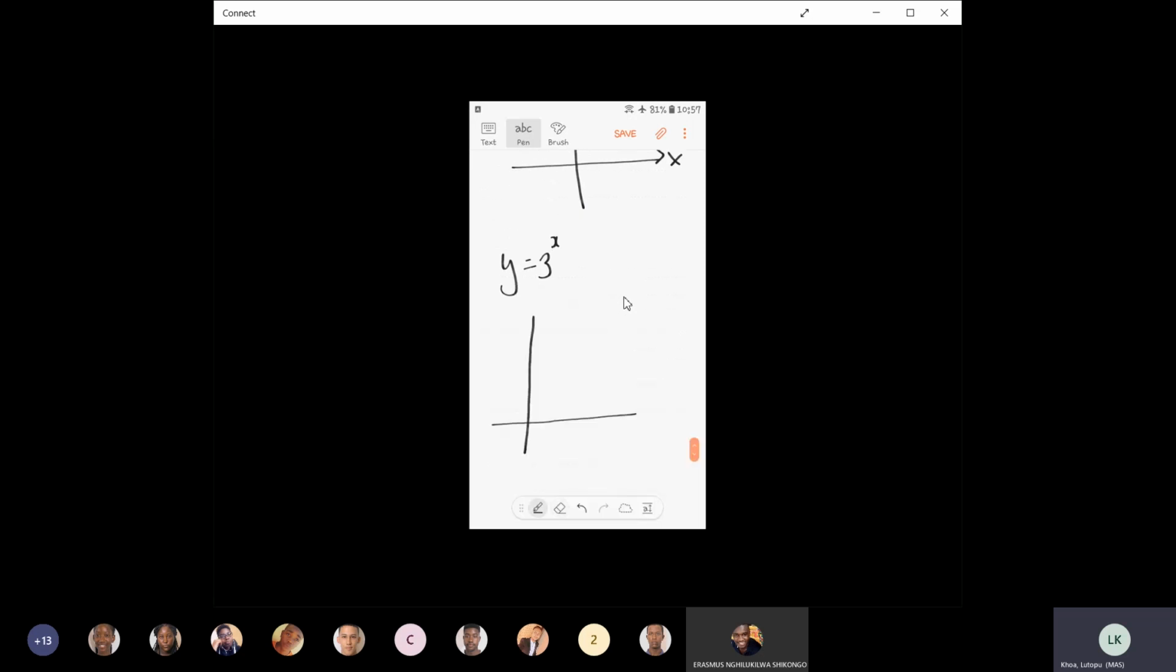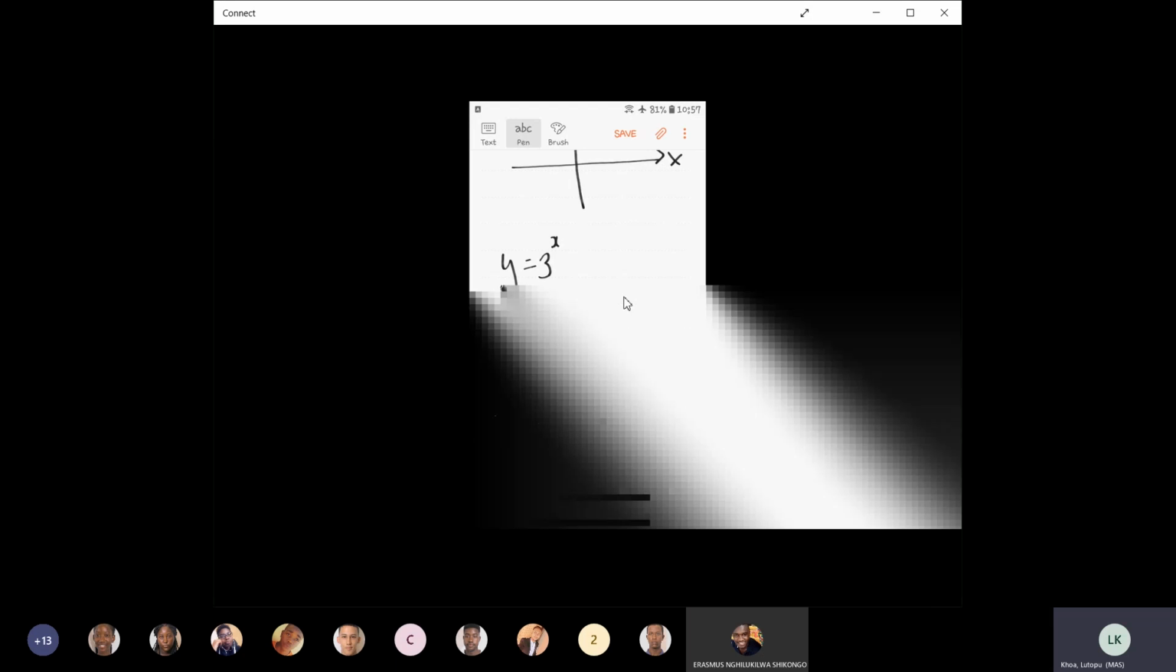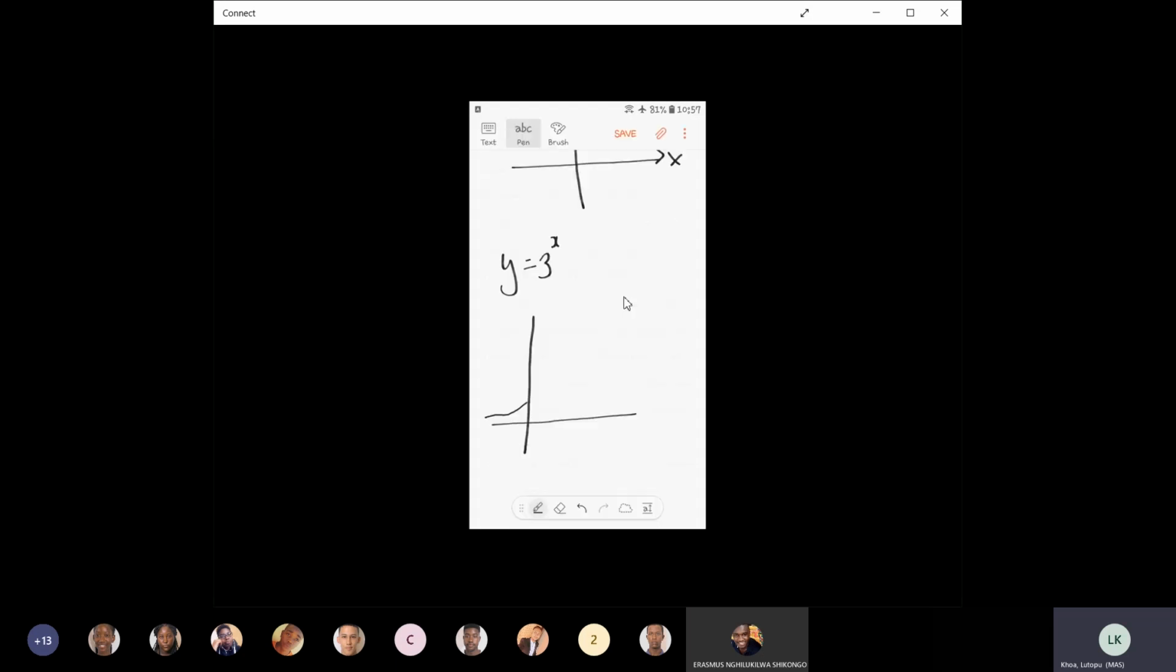Okay, so if it's the first one, that means it starts slowly, it's very close to 0, and then it cuts the y-axis. The y-intercept is 1. It is always equal to 1, and then it continues, it's increasing very fast. This is x. So this is my graph, y is equal to 3 to the power of x.